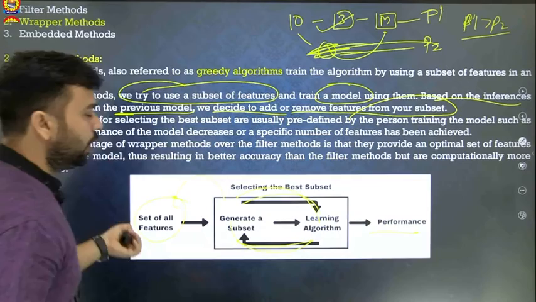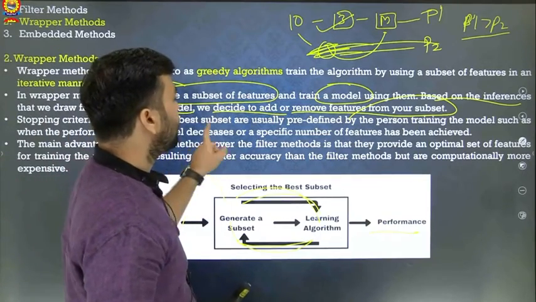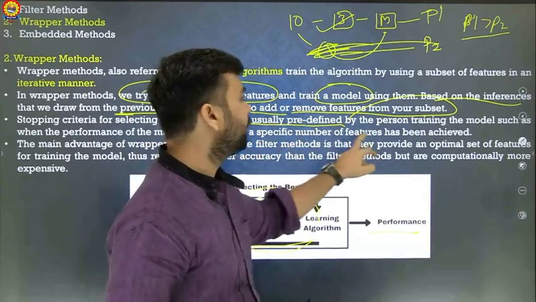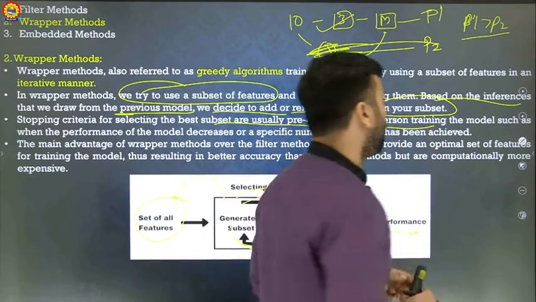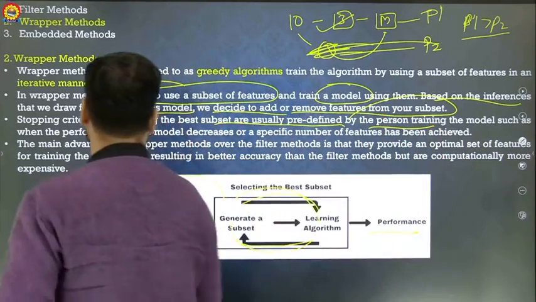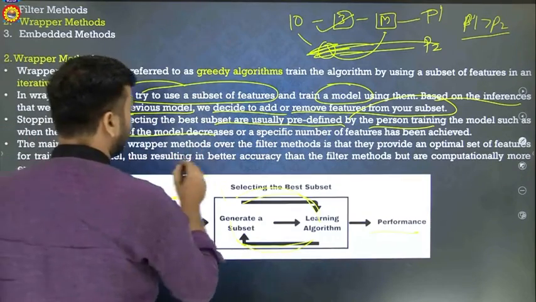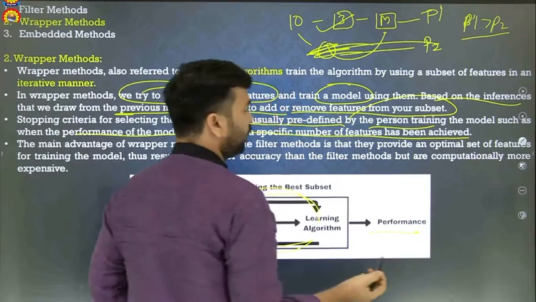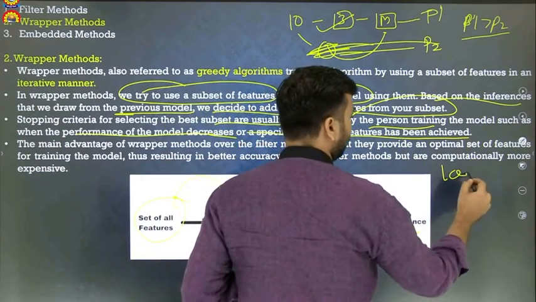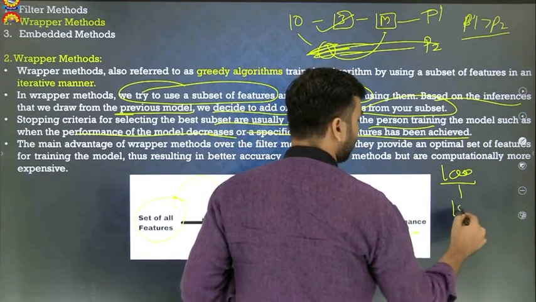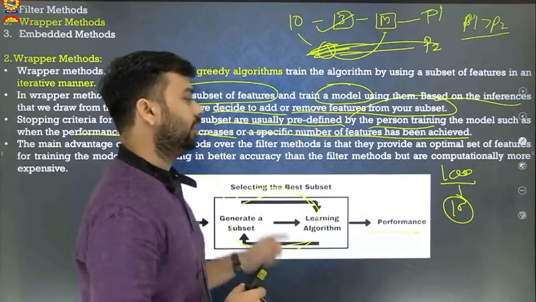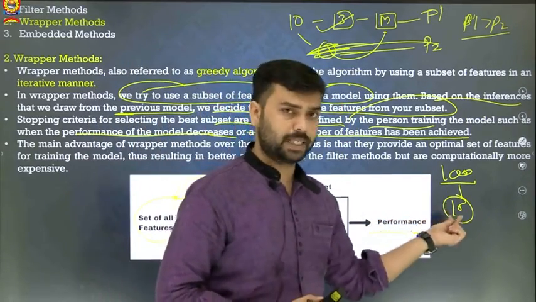Stopping criteria, I already told you. The base subsets are usually predefined. So stopping criteria are predefined by the person running the model, such as when the performance of the model decreases or a specific number of features has been achieved. Suppose there are 100 features and you wish to achieve only 10 features, so we perform the subsetting of the features until we get the 10 best features.